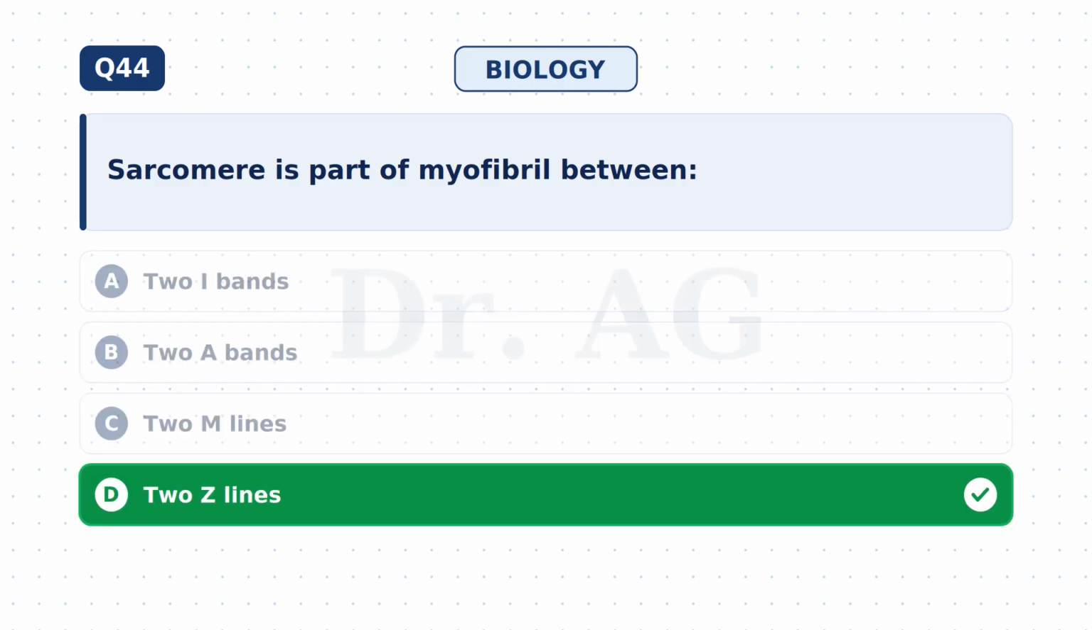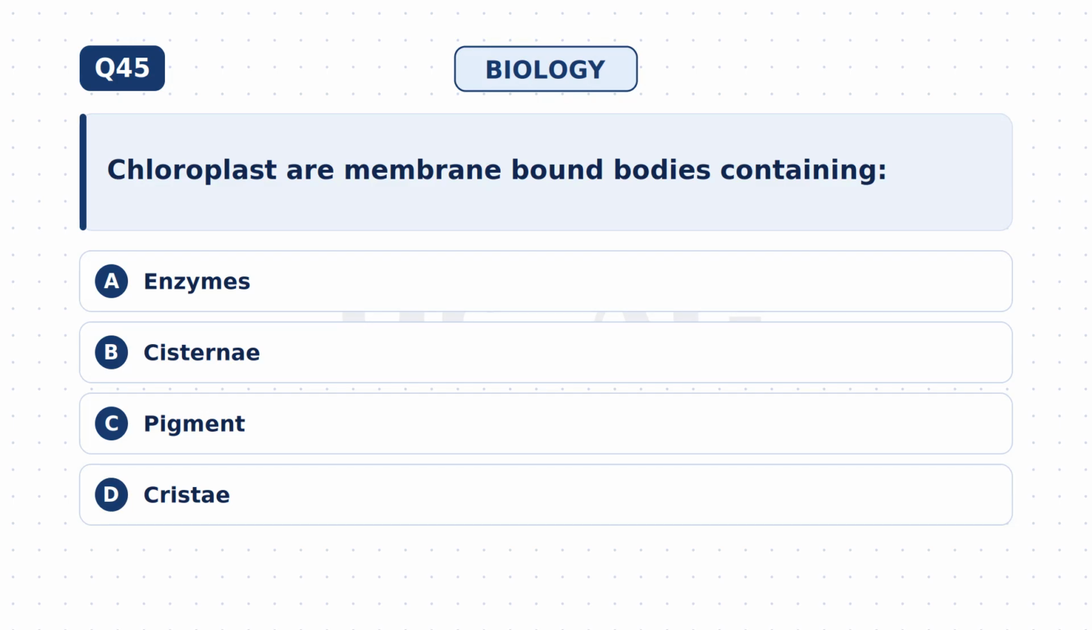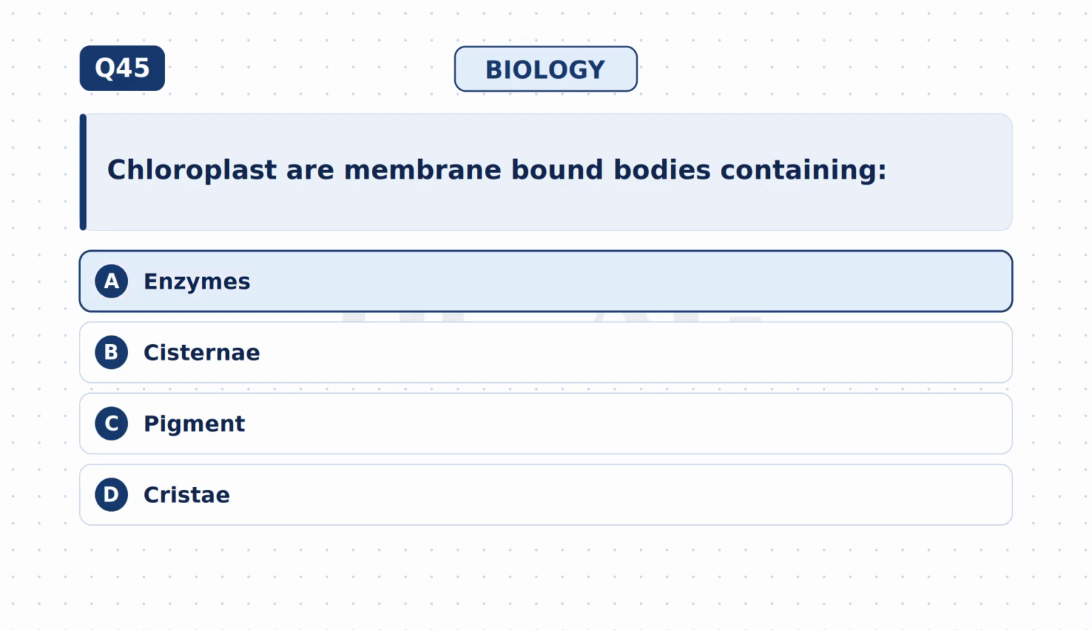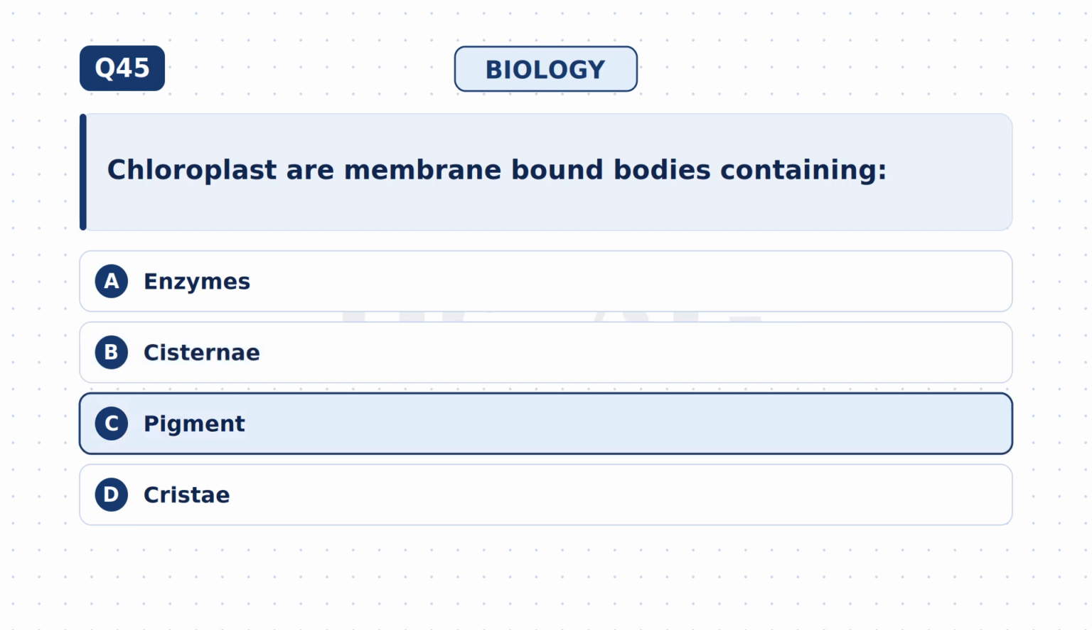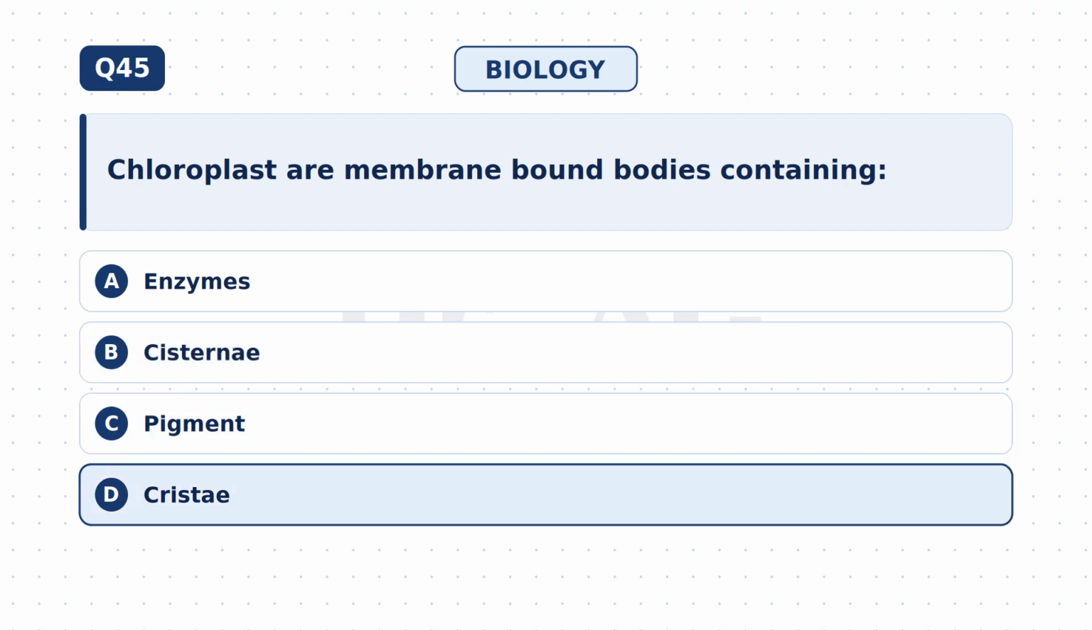The correct answer is D. Two Z lines. Question 45. Chloroplasts are membrane-bound bodies containing: Option A. Enzymes. Option B. Cisternae. Option C. Pigment. Option D. Cristae.